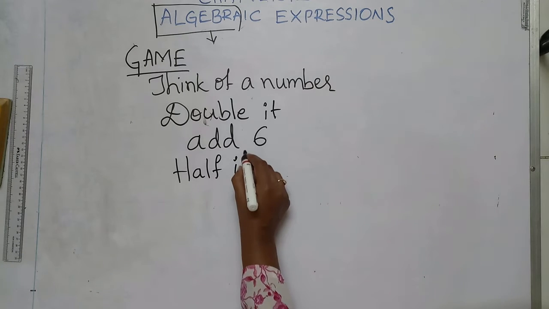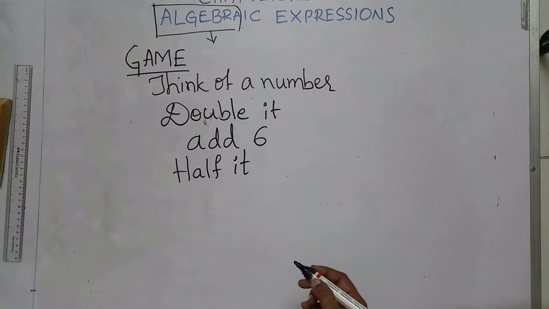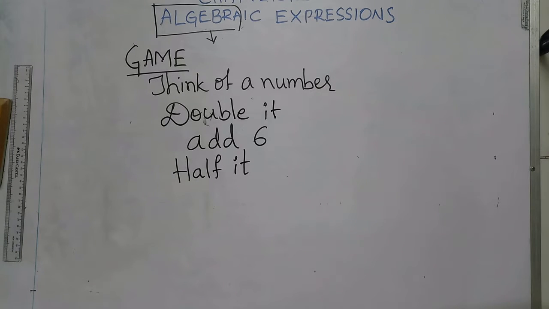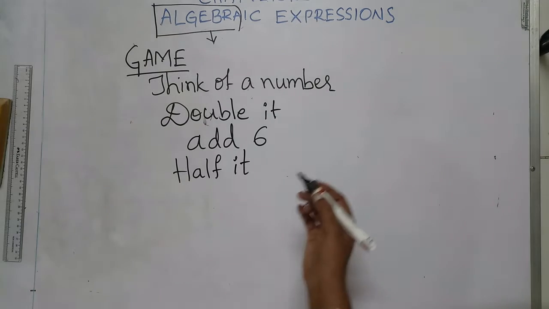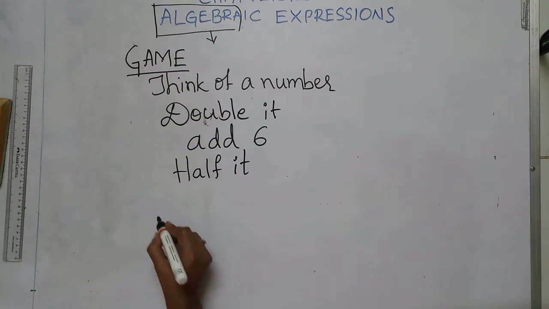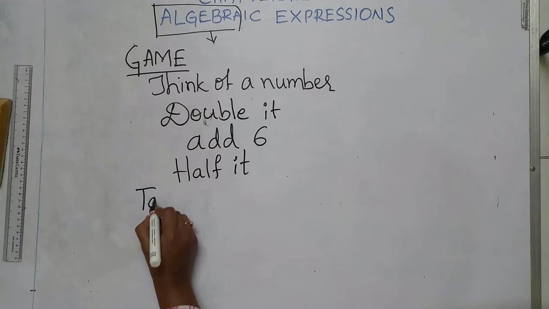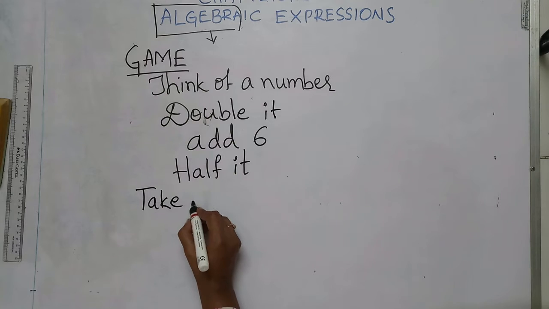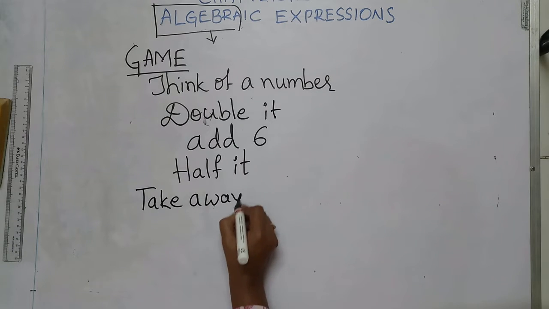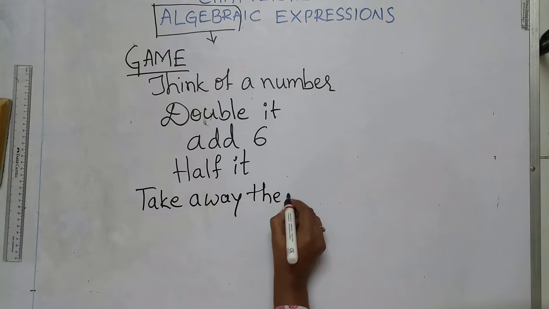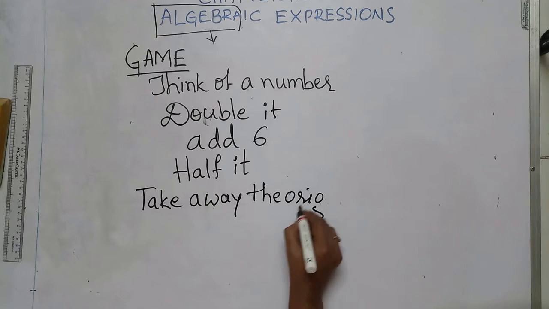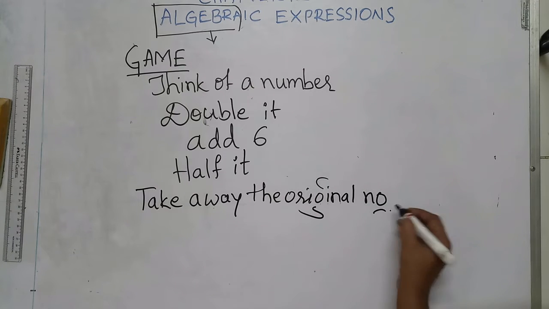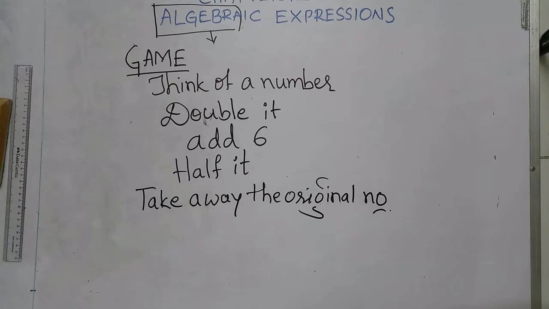After adding 6, we'll halve that number. The whole result we are going to halve, or you can divide by 2. Then, from whatever result you get, we are going to take away the number we thought of, that is, take away the original number. Are you doing along with me? Take away the original number from the result.